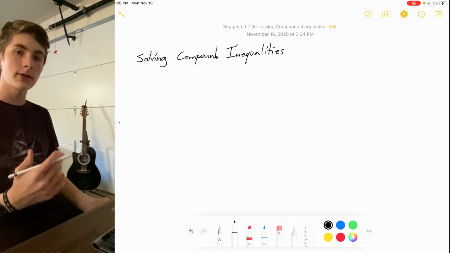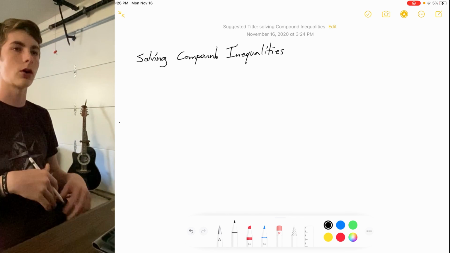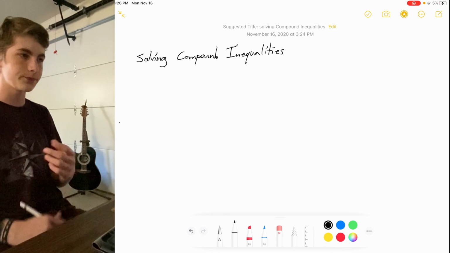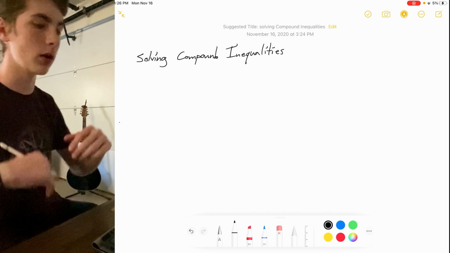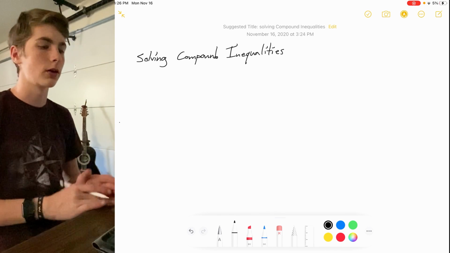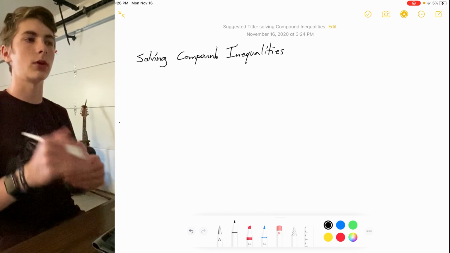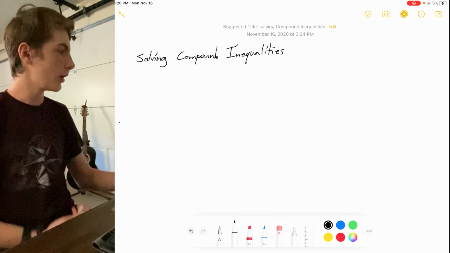Okay, so in this lesson, this is going to be on chapter 2.6 in the OpenStax textbook on solving compound inequalities. So in the last video, we talked about solving linear inequalities where we had one inequality. In compound inequalities, we're going to have multiple inequalities that we're working with at the same time.